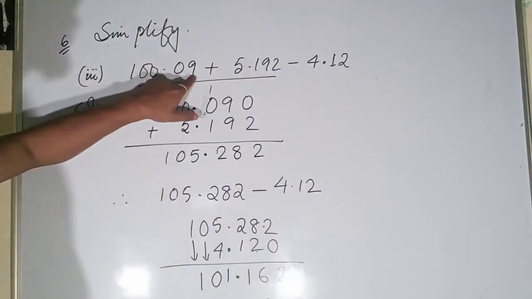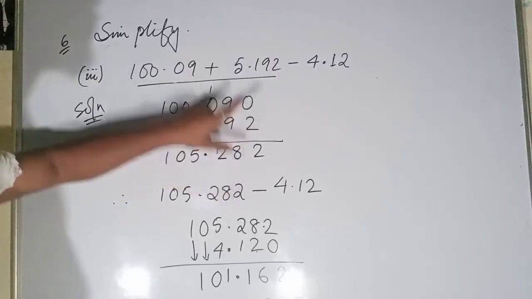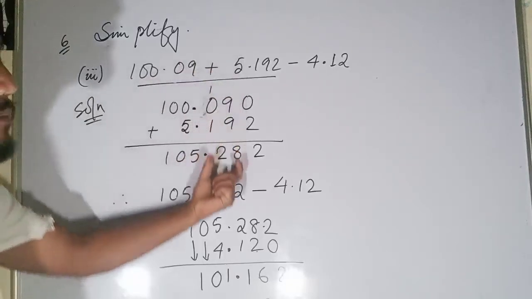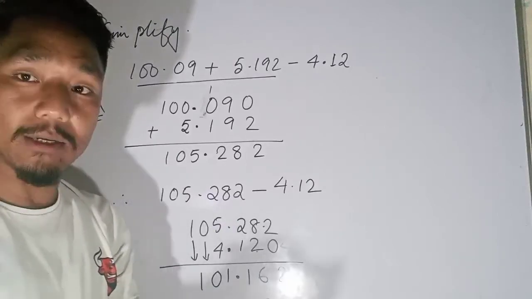Sorry, here it is 7, so I wrote it as 9. According to 9, I have calculated. Now you do it: put in the 7 here and do the same calculation, the same steps, and you will get the same answers.